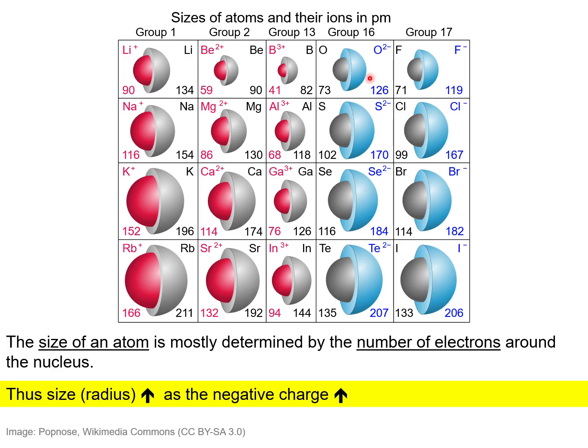In the case of fluorine, you add 1 electron and it goes from 71 picometers to 119 picometers as far as the diameter goes. If you notice, again, if you add just 1 more electron, in the case of the oxygen anion, it goes from 73 as the atom to 126. So those electrons make a big difference. The thing to remember is that size increases as negative charge increases.